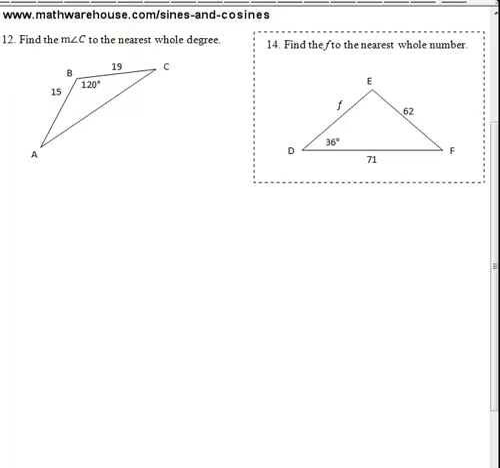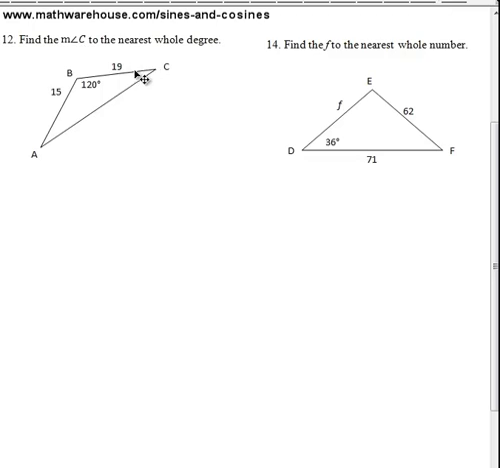Alright, I think we'll wrap up this tutorial by looking at 2 more complicated problems. And you'll see what I mean by that as we go through it. And we're actually going to solve this one out here. So let's look at problem 12 from that free worksheet I was mentioning on the website, mathwarehouse.com/sines and cosines. This is question 12 from it.